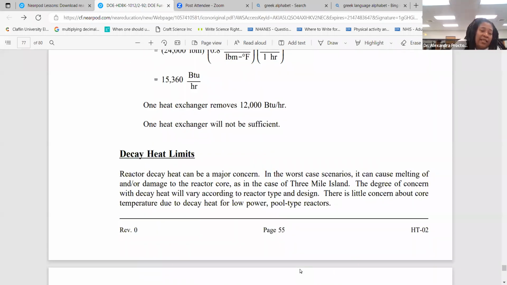So, the decay heat limits. Reactor decay heat can be a major concern in worst case scenarios. It can cause melting or damage to the reactor core, as in the case of Three Mile Island. So the degree of concern with decay heat will vary according to the reactor type and its design. And there is little concern about core temperature due to decay heat for a low power reactor.